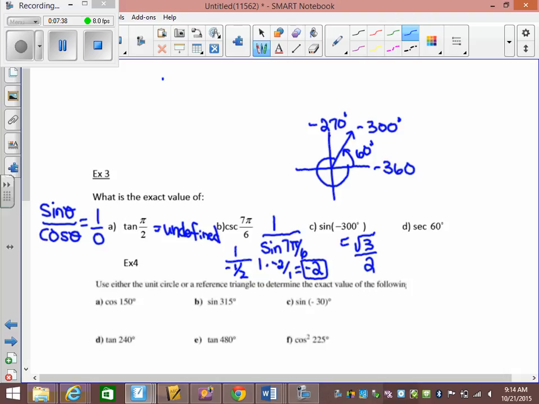Secant of 60 is 1 over cos of 60. So basically, it's the reciprocal of whatever cos is at 60, right? So what's cos at 60? 1 over 2. So it would be 1 over 1 half, which is 2. Because when you divide by a half, it's like multiplying by 2 over 1.